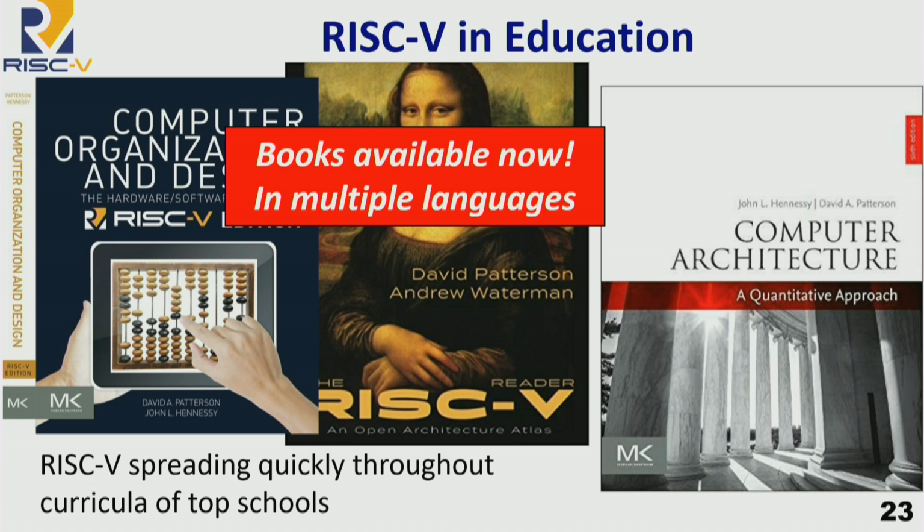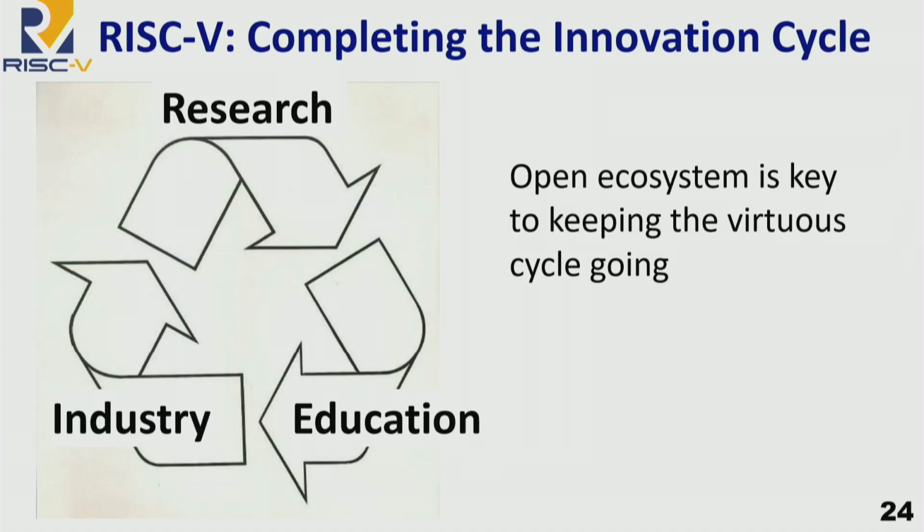So basically, in a few years, you'll find that almost every computer engineering undergrad around the world will have learned RISC-V at school. It'll just be the ISA you learn. When they come out into industry, it's what they're going to expect to use. And so really, the openness of RISC-V lets you complete this innovation cycle where what students use at school, they immediately start using out in industry.